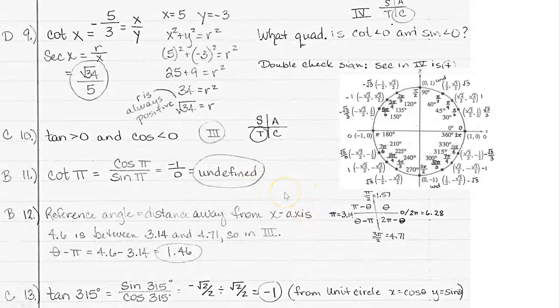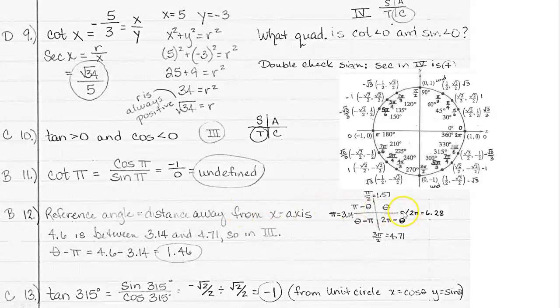Now, reference angle is just your distance away from the x-axis. So if I'm in the 1st quadrant, it's just going to be whatever my angle is. If I'm in the 2nd quadrant, it's going to be 180 minus my angle, or pi minus my angle. If I'm in the 3rd quadrant, it's going to be my angle minus pi, or my angle minus 180. And if I'm in the 4th quadrant, it's going to be 2 pi minus my angle, or 360 minus my angle, either one. How do I know what quadrant I'm in?